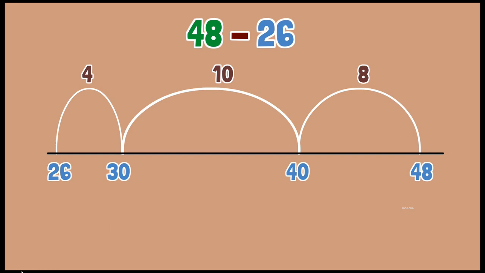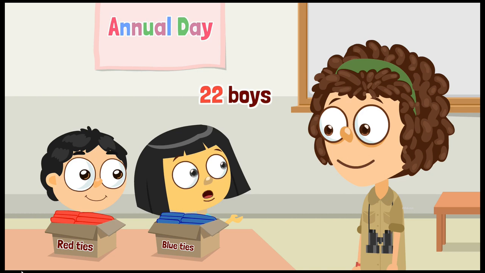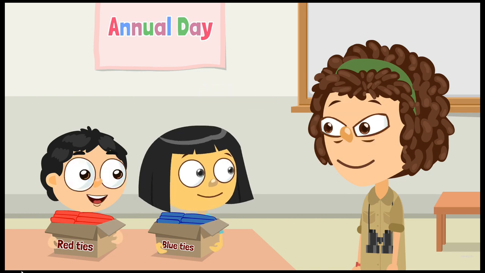8! To know how far we've jumped, add these. 4 plus 10 plus 8. That is 22. There are 22 boys. I need 22 red ties.